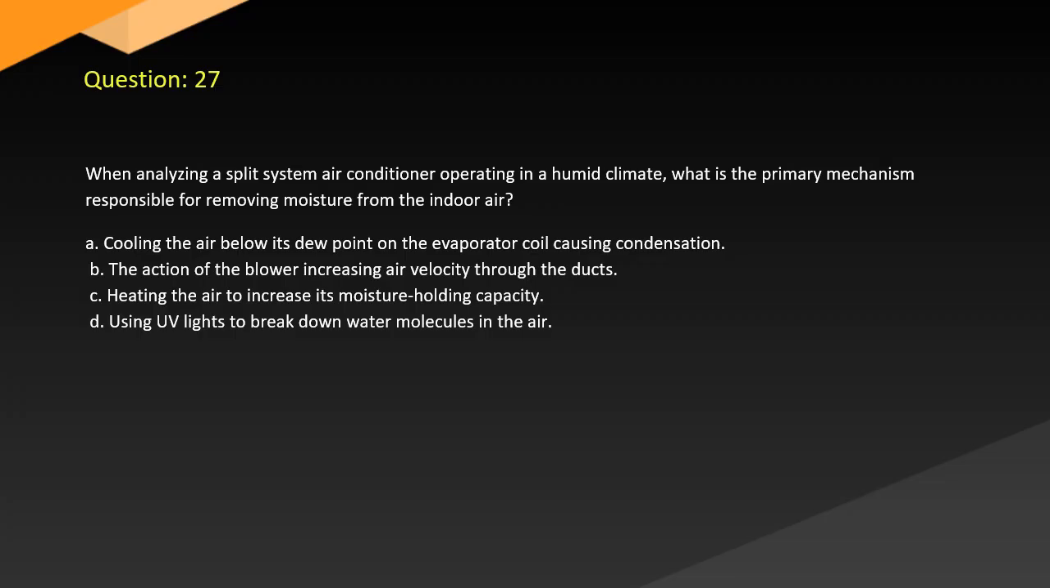Question 27. When analyzing a split system air conditioner operating in a humid climate, what is the primary mechanism responsible for removing moisture from the indoor air? A. Cooling the air below its dew point on the evaporator coil, causing condensation. B. The action of the blower increasing air velocity through the ducts. C. Heating the air to increase its moisture holding capacity. D. Using UV lights to break down water molecules in the air.